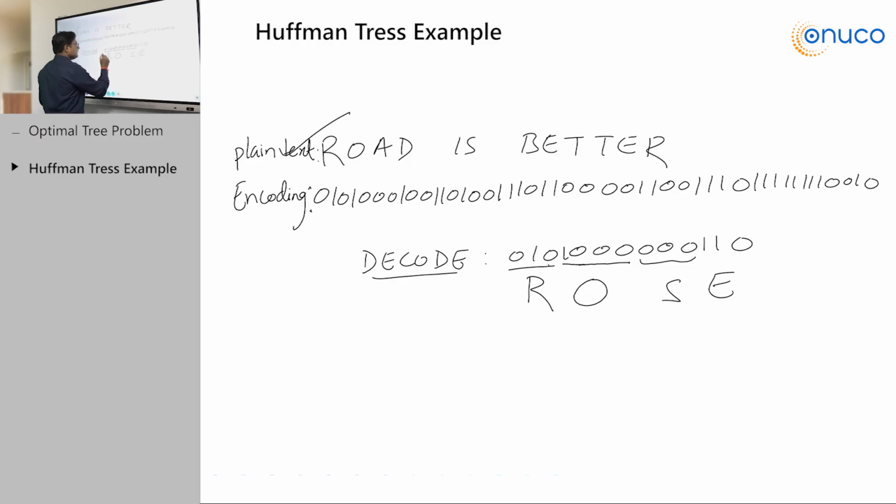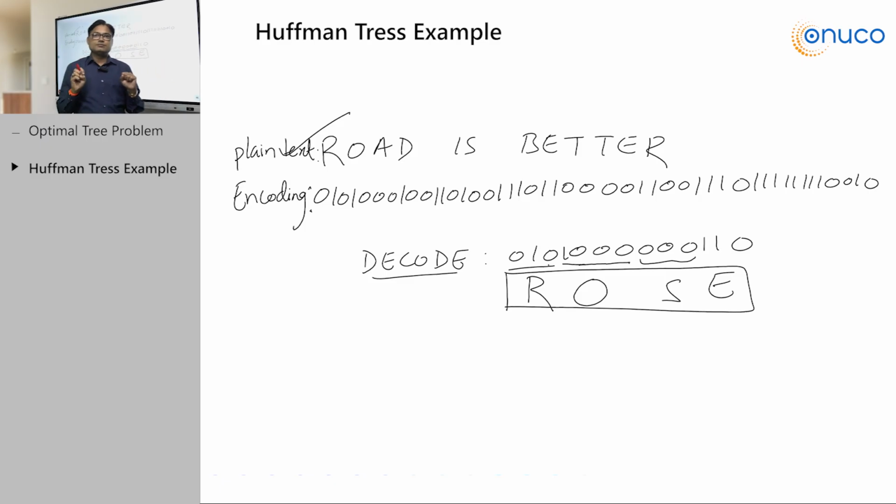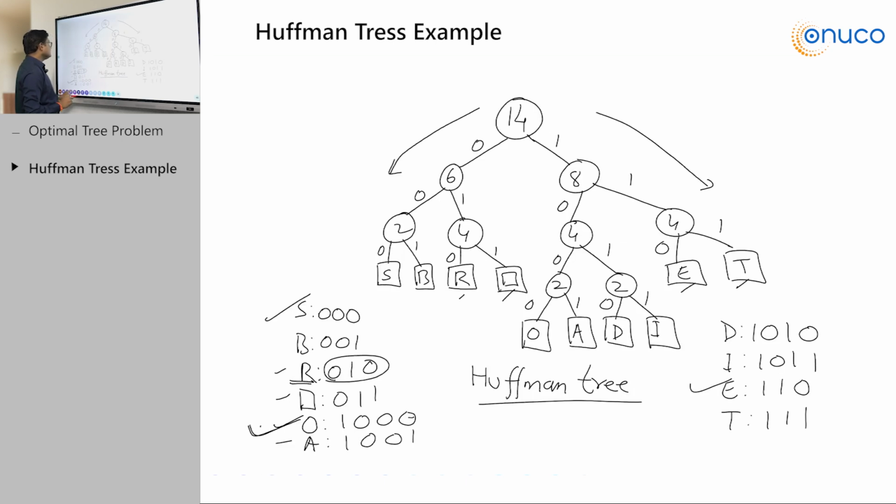So like this we can decode from the given binary bits. So we can encode or we can decode, but in both cases what is mandatory is to construct these Huffman trees. That is very important.